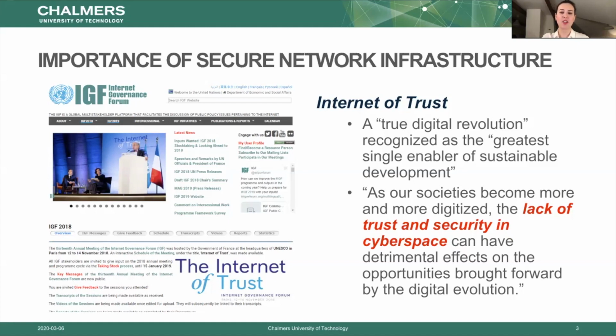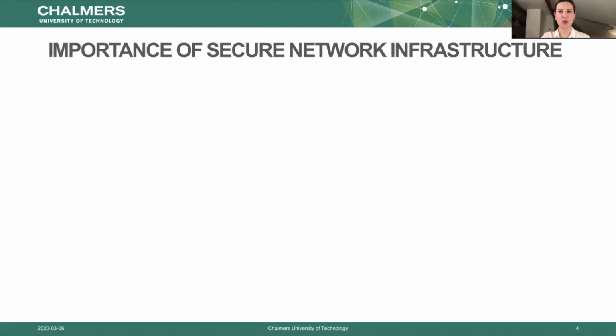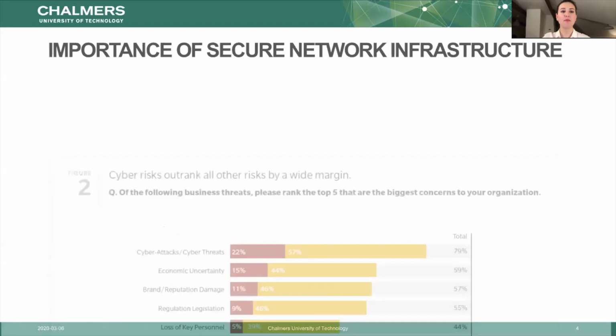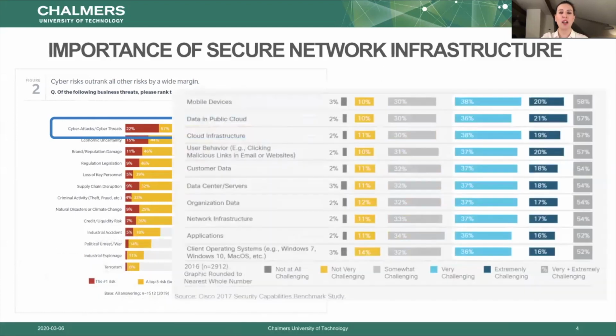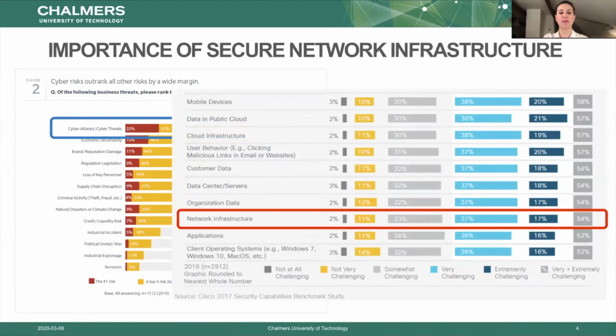The lack of trust and security in cyberspace can come from many different layers, domains, and devices, and network infrastructure is no exception to this. In a recent survey from Microsoft, the vast majority of businesses identified cyber attacks and cyber threats as their biggest concern. While digging deeper into the sources of these concerns, a Cisco report ranked network infrastructure very high with this respect.